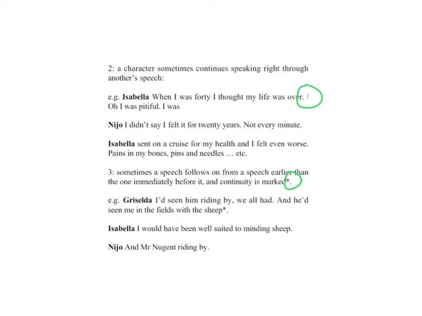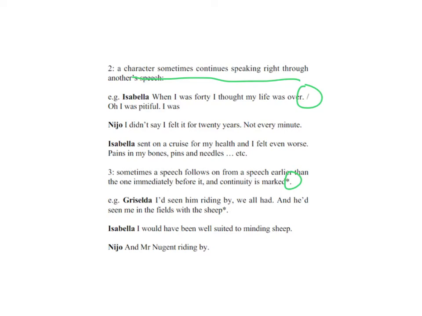There's another one that's on a previous page that I couldn't get in this shot. But sometimes a character continues speaking right through another's speech. So when Isabella says, "When I was 40, I thought my life was over," and then Nijo just steps right in and starts talking herself, and Isabella just keeps on speaking as if she didn't even hear what Nijo is saying.